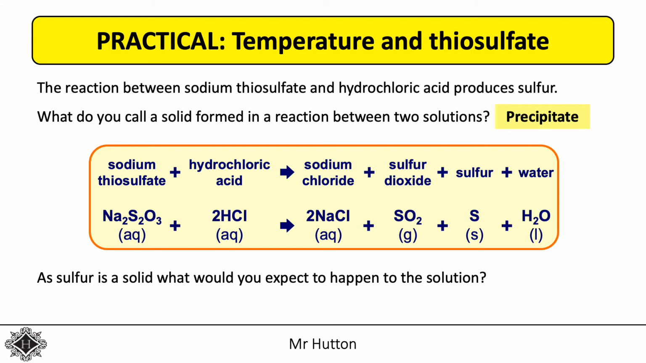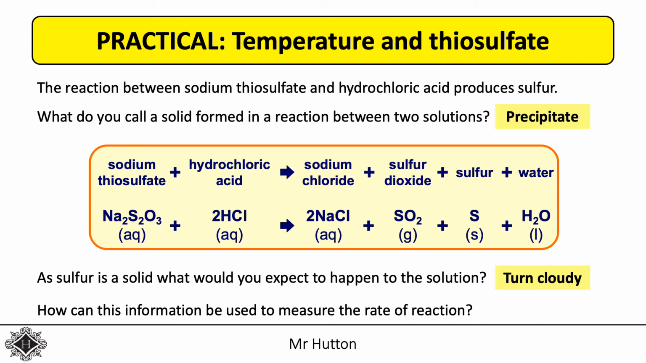As sulfur is a solid, what would you expect to happen to the solution? So again, we talked about this in the first video, one of the ways of measuring rate of reaction. Good, it turns cloudy. Okay, so as that solid precipitate is formed, the solution will go cloudy. So then, how can we use this phenomenon of it going cloudy? How could we use that to measure the rate of reaction?